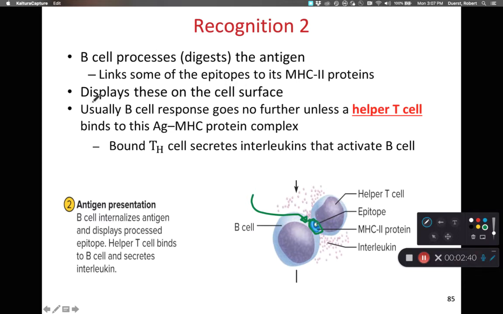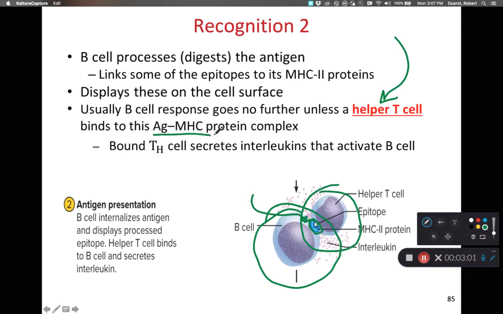And then it can display those epitopes on the surface, and typically this response will stagnate or stall unless a helper T cell gets involved. So the B cell can display that epitope of the antigen to a helper T cell, and this is going to help the formation of the antigen MHC protein complex. The bound T helper cell is then going to release interleukins, and those interleukins activate the B cell.